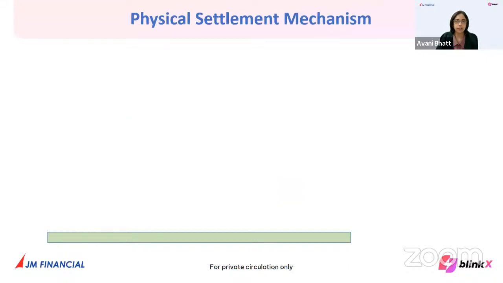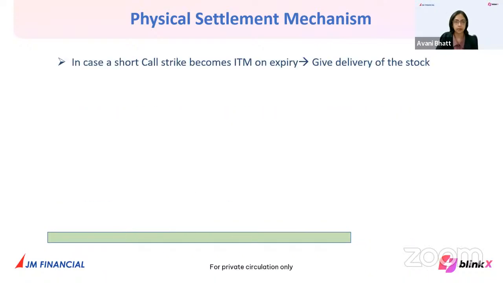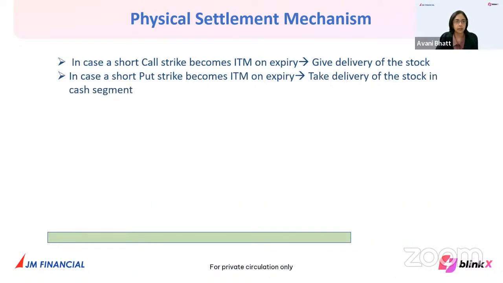अब now we have a system called physical settlement mechanism. So मेरे हिसाब से जो भी ऑप्शंस में ट्रेड करता है, फ्यूचर्स में ट्रेड करता है, इन सभी को पता है कि फिजिकल सेटलमेंट जो है वो एक्सचेंज ने स्टार्ट किया है ऑप्शंस में. सो इसमें कैसा होता है कि in case you have a short call, कि आपने अगर कॉल बेचा है और वो इन द मनी हो जाता है.